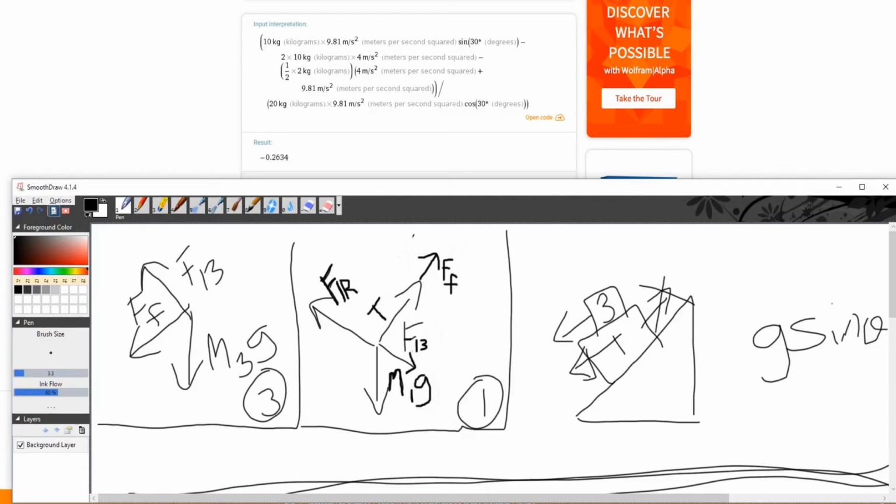However, the inclusion of the tension force, the fact that the tension force is pulling up on mass 1, slows it down. But there is no tension force on mass 3.